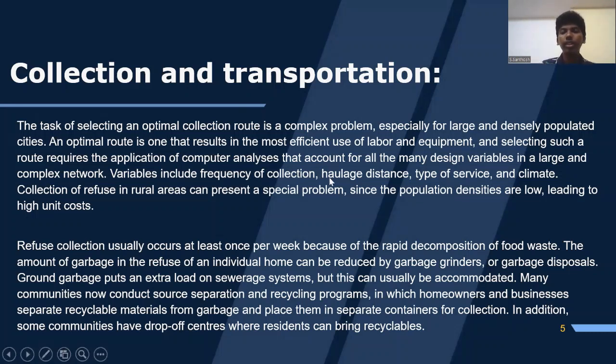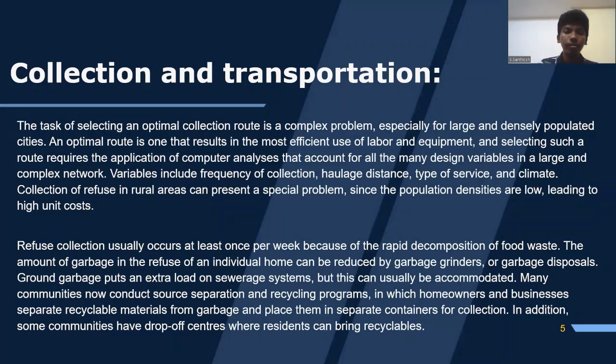Variables include frequency of collection, haul distance, type of services, and climate. Collection of refuse in rural areas can present a special problem since the population density is low, leading to high unit costs. So refuse collection usually occurs at least once per week because of the rapid decomposition of food waste. The amount of garbage in the refuse of an individual home can be reduced by garbage grinders or garbage disposals. Ground garbage puts an extra load on the sewerage systems, but this can usually be accommodated.